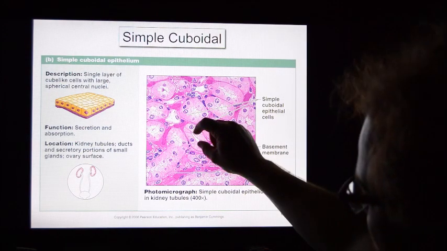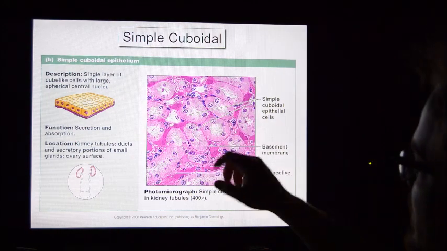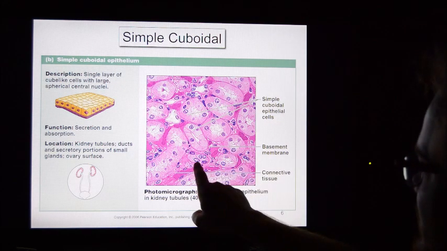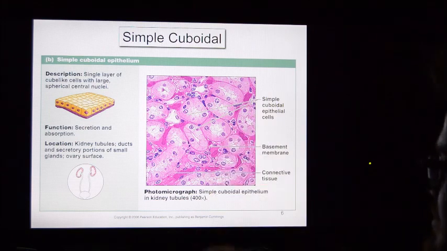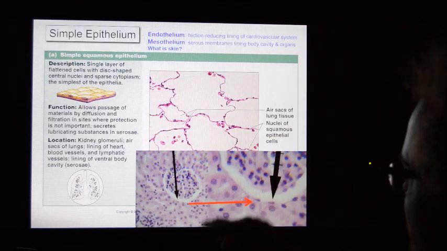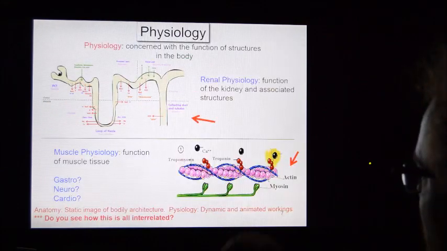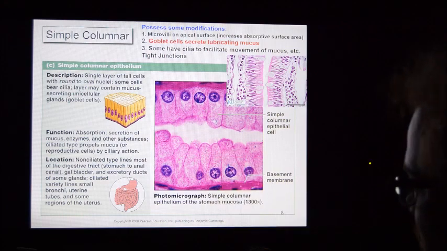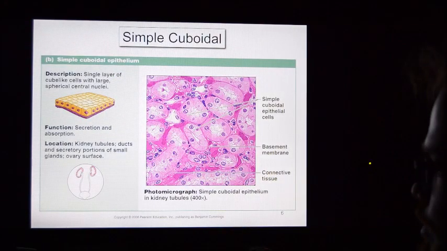And you can see one cell there that is quite square, okay, cuboidal, quite square. The idea is that these cells have very nice round nuclei, and the cells are kind of equidistant around it. They're not tall, in other words, is what I'm trying to tell you. They're not perfectly flat like this one here, and they're not super tall like some of these over here. They're kind of in between the two, ergo we call those simple cuboidal.